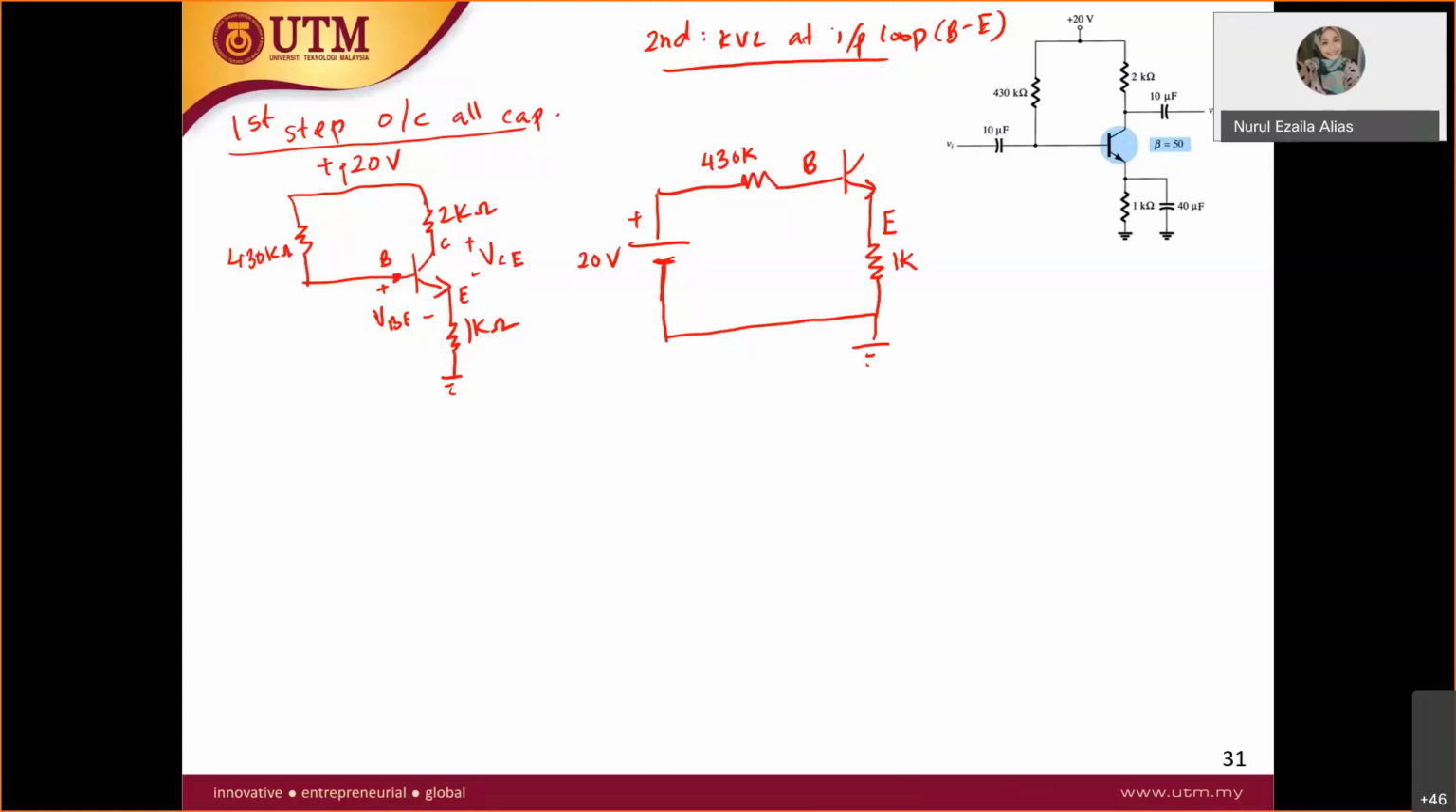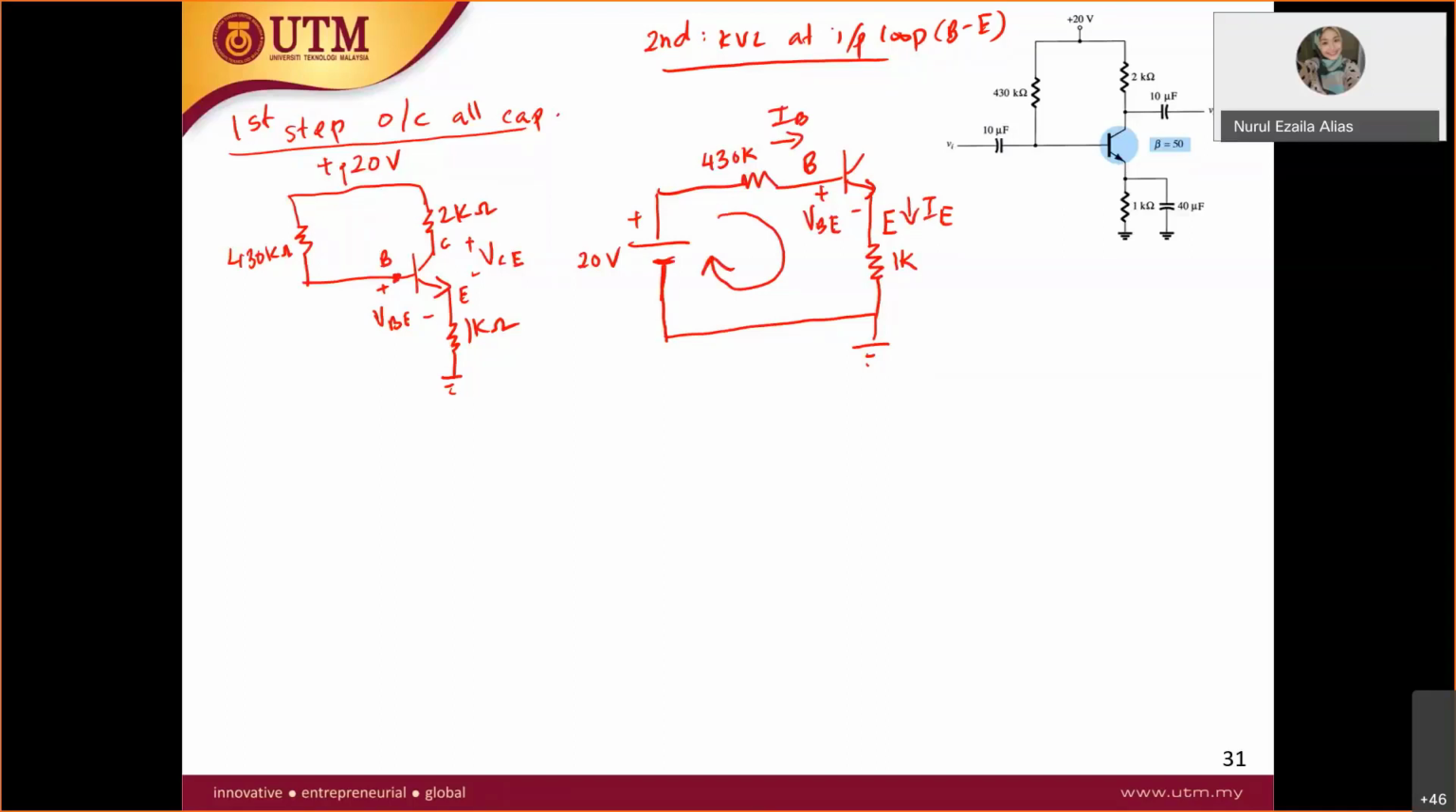Every time, since you're not familiar, don't forget to write your voltage junction here. So you have VBE. Students might always forget to write this, and your KVL will be wrong because you didn't consider the VBE. And then there you go. What else? You have IB here. Of course you have IB. And also you have IE here. All right, there you go. That's it. All the notation already put. Now you can apply your KVL.